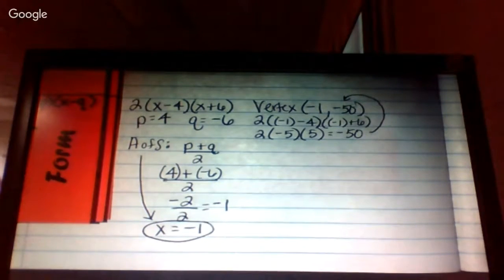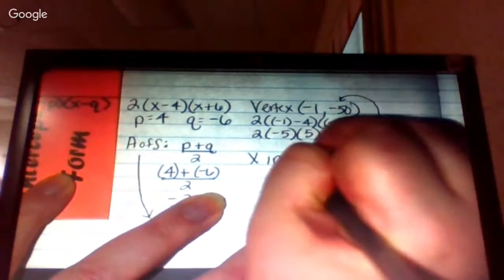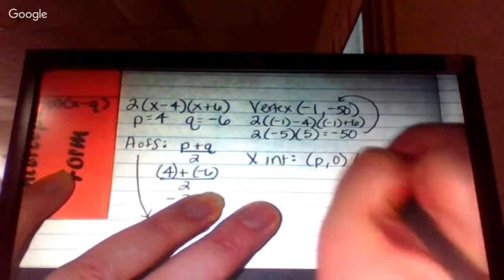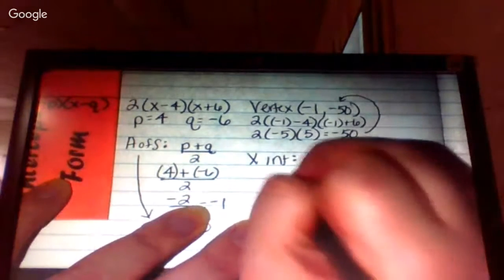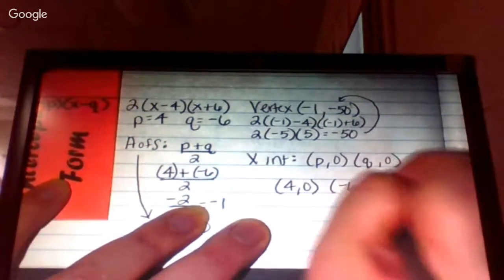Okay. The last thing this tells us is my x-intercepts. There's no solving to this. X-intercepts are p, 0 and q, 0. So that means my x-intercepts are at 4, 0 and -6, 0.